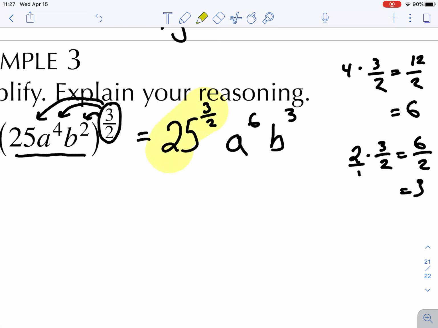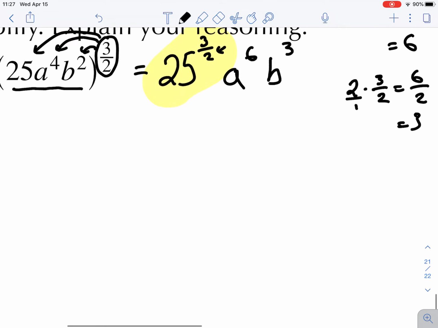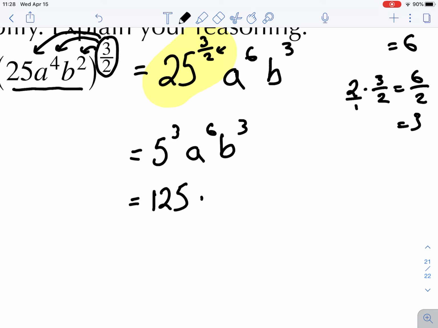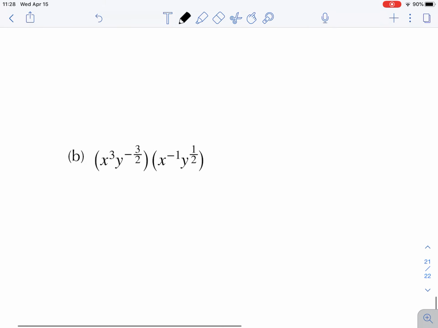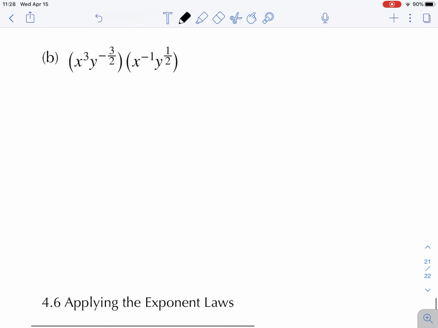Now, I've simplified it, but I can simplify it even farther because this is pretty easy to work with. Our 2 in the denominator is the square root. So I can take the square root of 25, and I get 5 to the power of 3, a to the 6, b cubed. 5 to the power of 3 is pretty simple. It's 125 a to the power of 6, b to the power of 3. You should have some of the perfect cubes and perfect squares memorized by now, and you should be able to use them quickly. So there's my thing simplified.